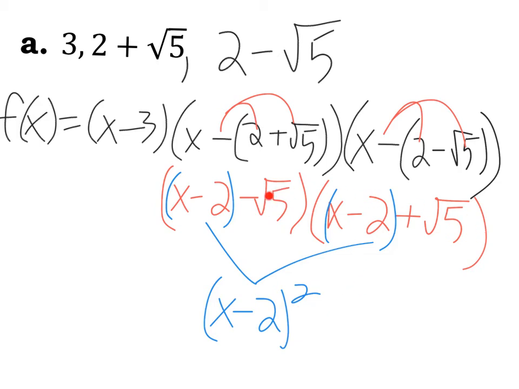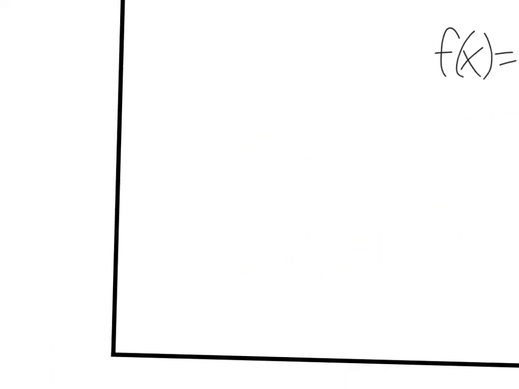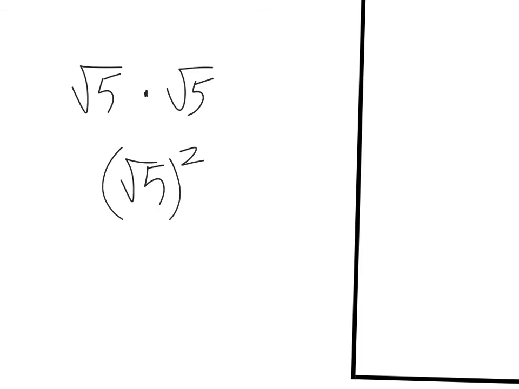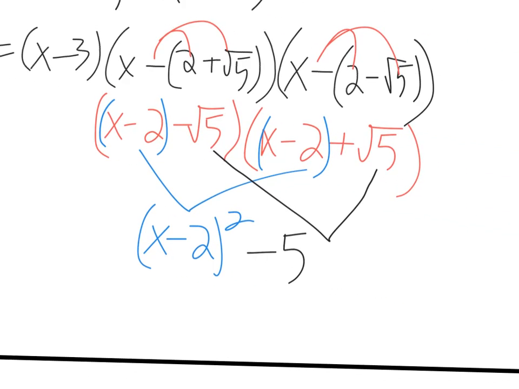And then how can I simplify this? The negative square root 5 and the positive square root 5, that's going to end up just making a negative 5. Now, why is that? Well, if I multiply the square root of 5 times the square root of 5, that's like saying the square root of 5 squared. Squaring a square root cancels itself out, and you just get 5. But since one of them was positive and one of them was negative, then you get negative 5. So I have the same number here, just one's positive, one's negative, so the square roots cancel each other out, and I'm just left with negative 5.